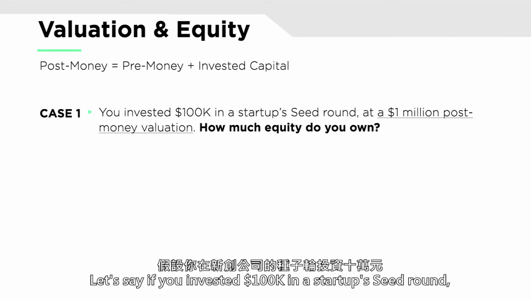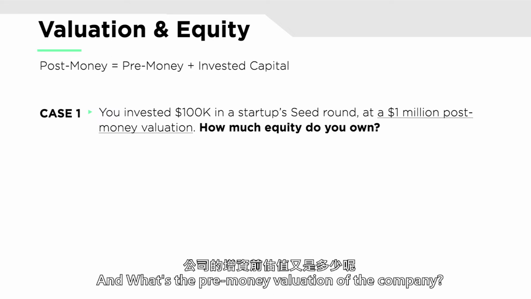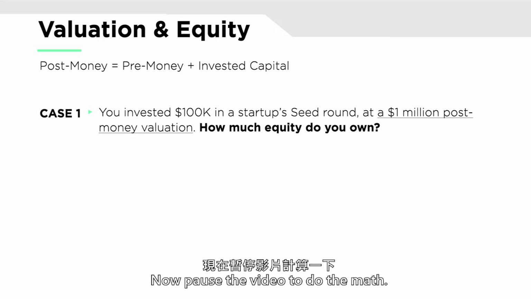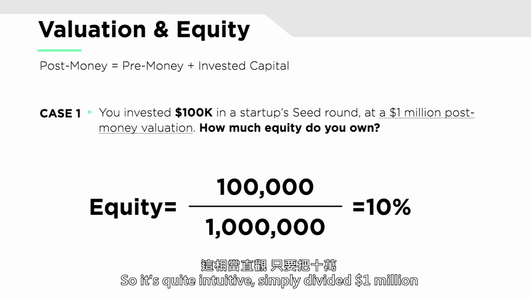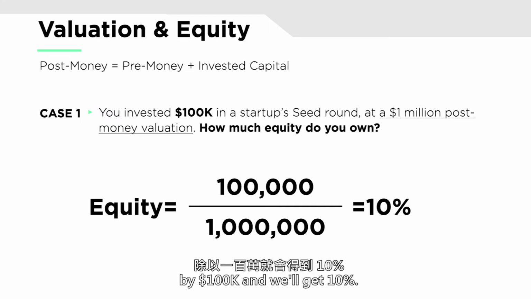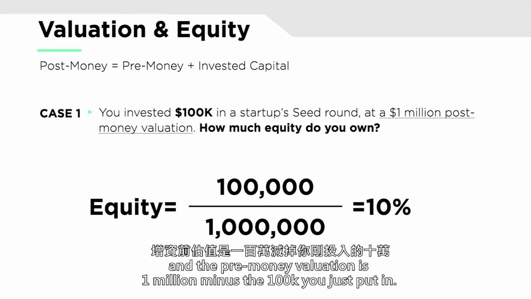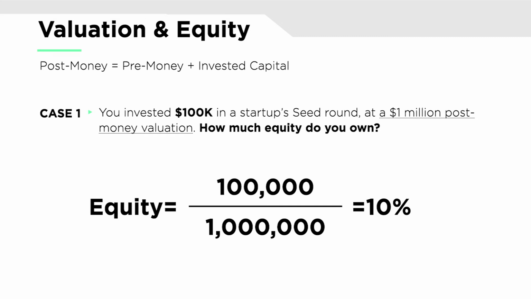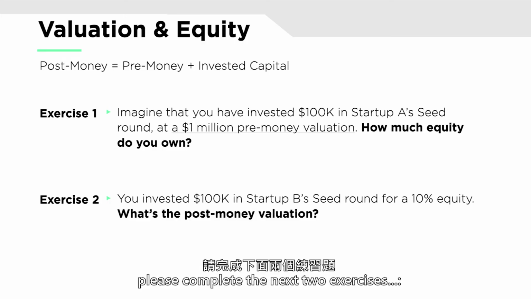Let's say if you invested $100,000 in a startup, C round, at a $1 million post-money valuation, how much equity do you own? And what's the pre-money valuation of the company? Now, pause the video and do the math. So it's quite intuitive. Simply divide 100,000 by 1 million and we will get 10%. This means now you own 10% of the company and the pre-money valuation is 1 million minus the 100,000 you just put in. Just to ensure you understand the concept, please complete the next two exercises.